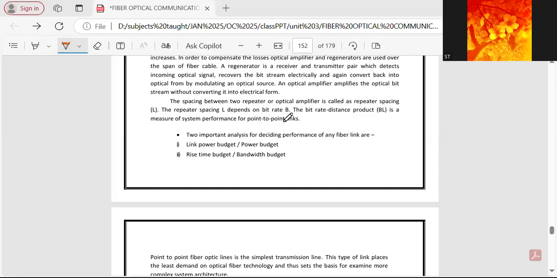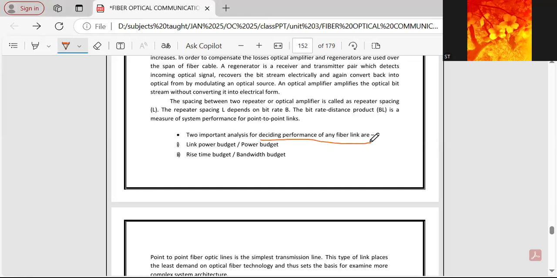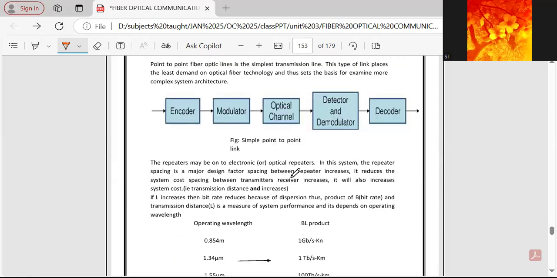Hello everyone. In this video, we are going to discuss link power budget and rise time budget. These are the two important analyses which decide the performance of any optical fiber link. So, how will we calculate link power budget and rise time budget? Link power budget is also known as power budget, and rise time budget is known as bandwidth budget.